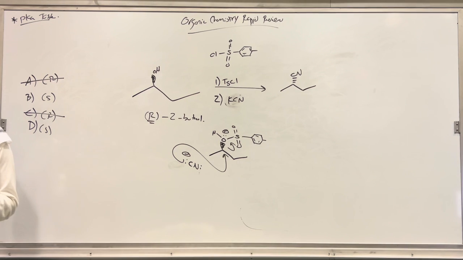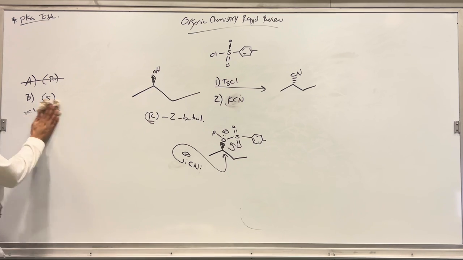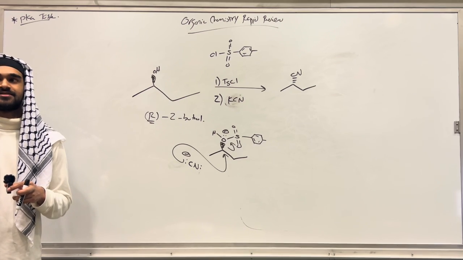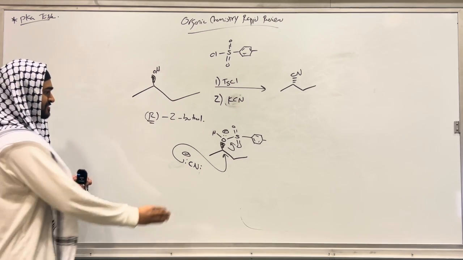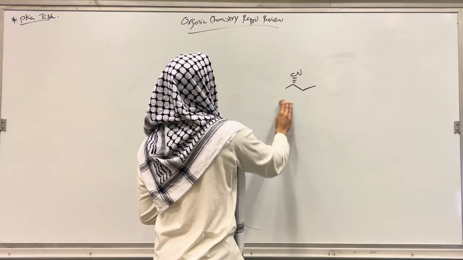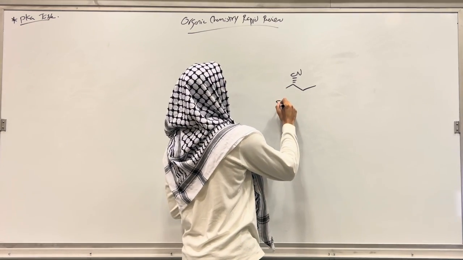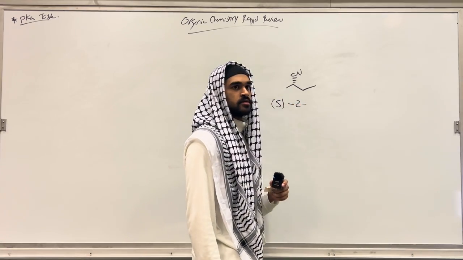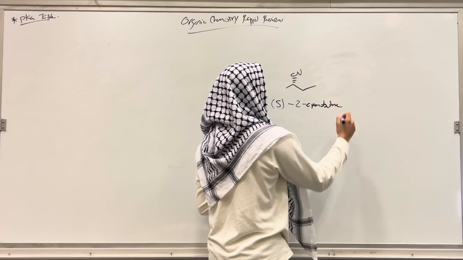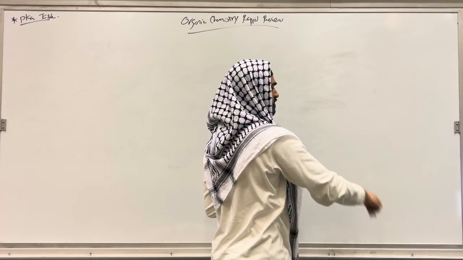This is a test of strategy. Be smart. And since you put a cyanide on it, what has to be in the answer? Cyano. Someone name that compound. We just said S. That's 2. Cyano, butane. S-2-cyanobutane. Very good.